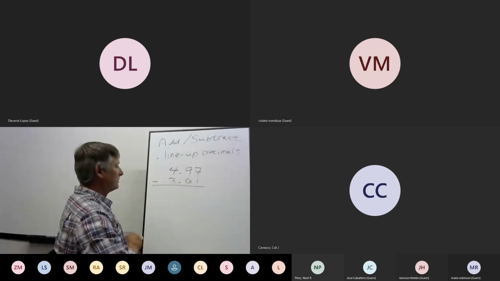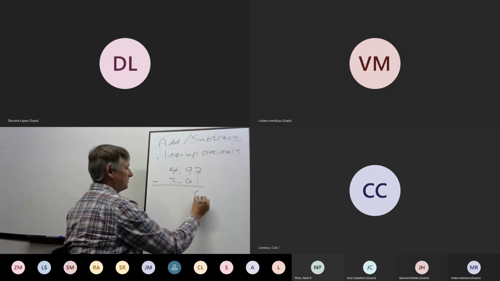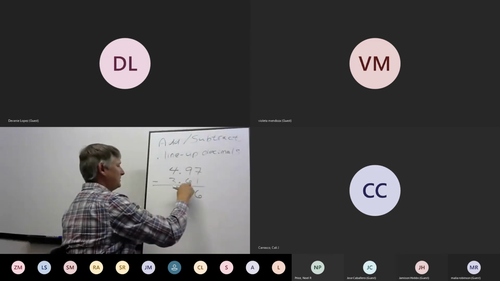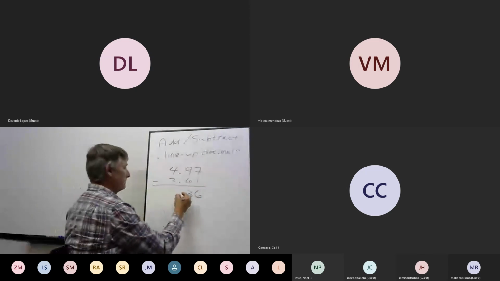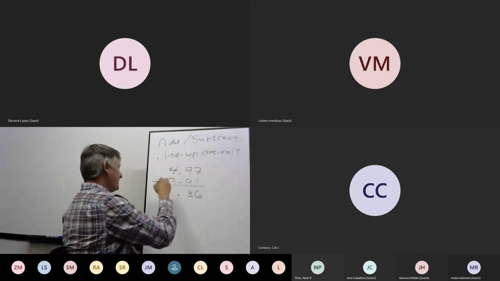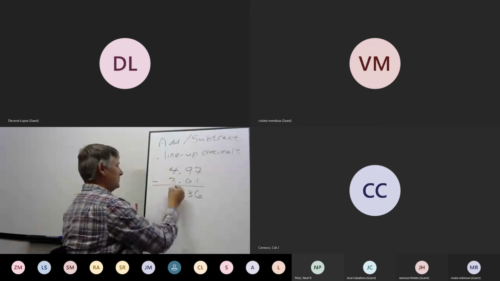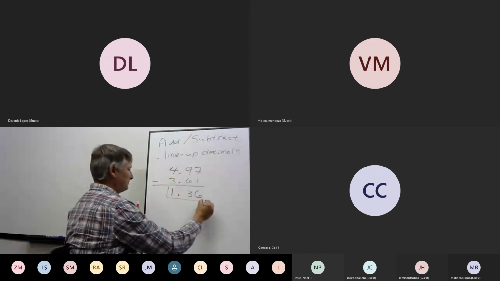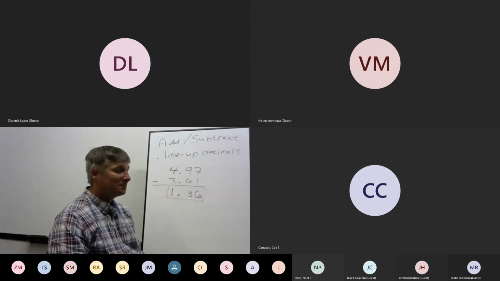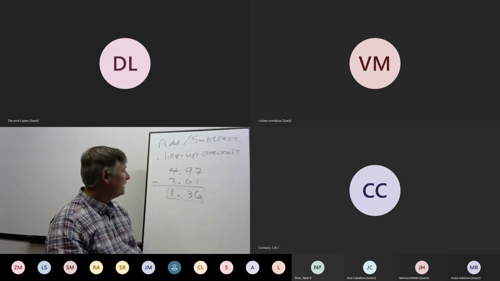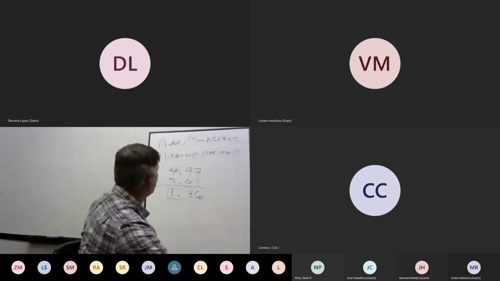7 minus 1 is 6. 9 minus 6 is 3. Put our decimal in. And then 4 minus 3 is 1. And that's going to be our answer. Now, we might have to borrow.